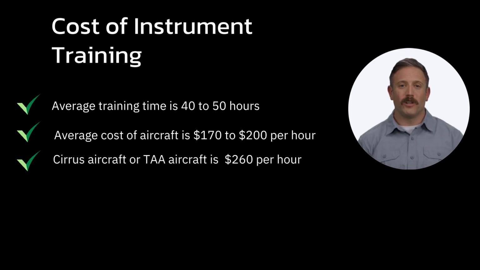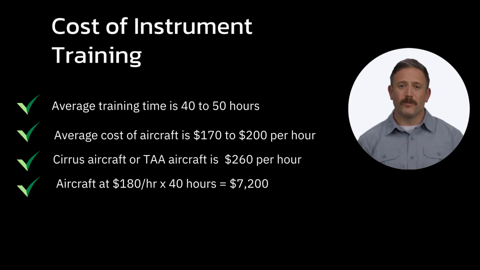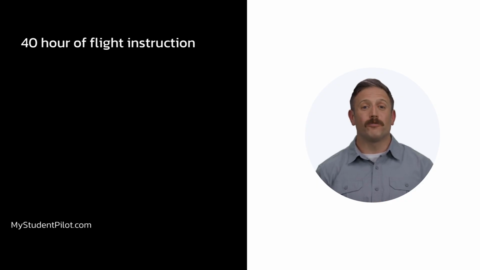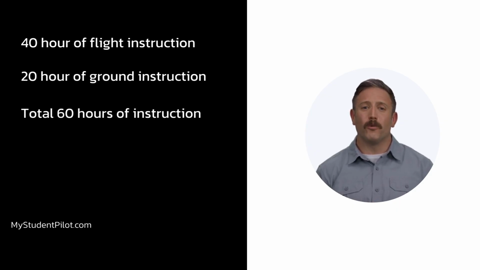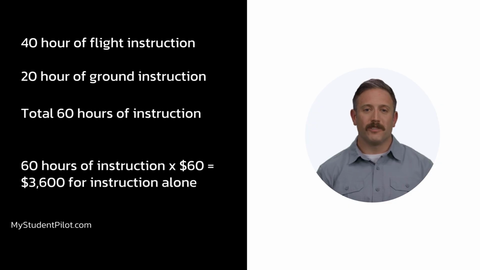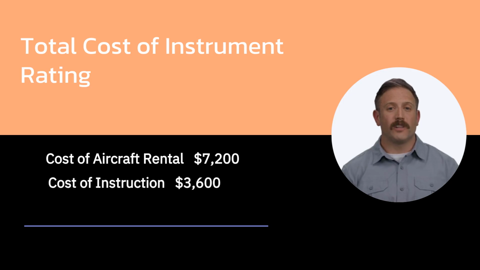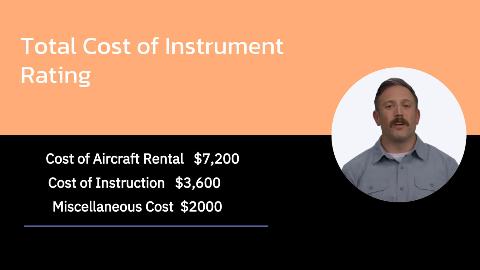So, let's use $180 per hour for aircraft rental, times 40 hours, equals $7,200 for aircraft rental alone. Add 40 hours of flight instruction plus an additional 20 hours of instruction for ground, pre- and post-flight briefing for a total of 60 hours of instruction, and you're looking at $3,600 for flight instruction alone. Now add an additional $2,000 for ground school, pilot equipment, books, material, and FAA flight exam, and you're looking at a total cost of $13,000.